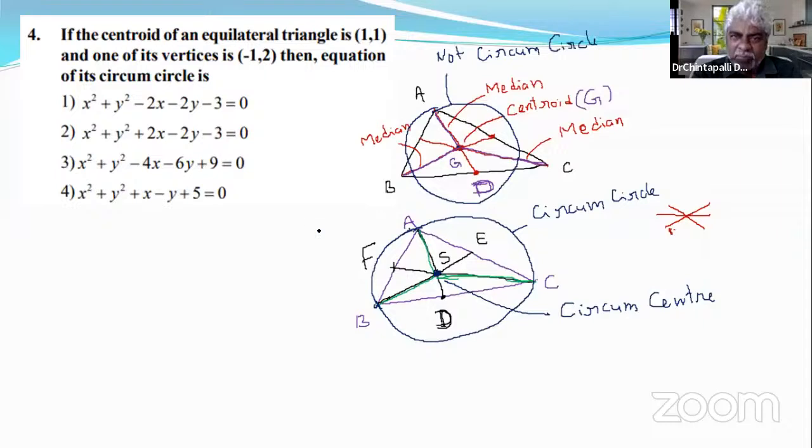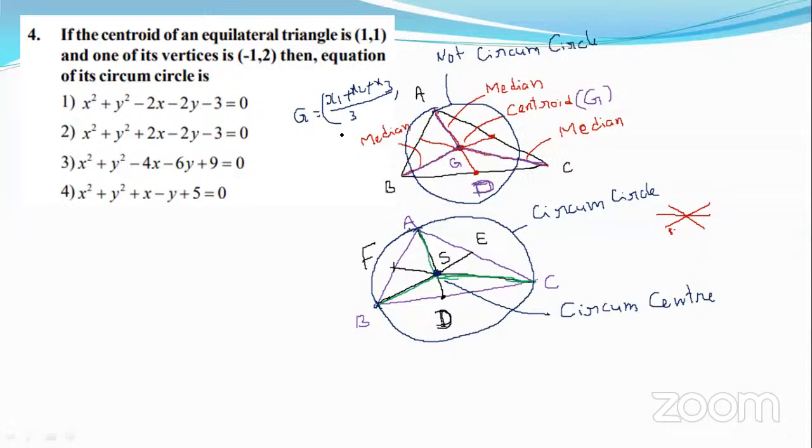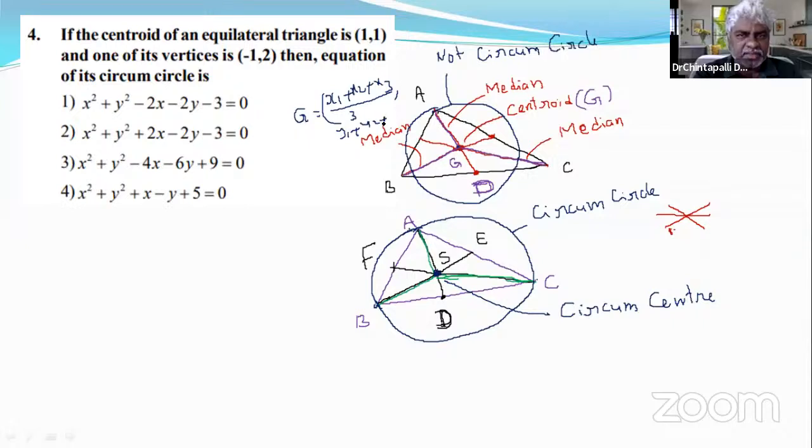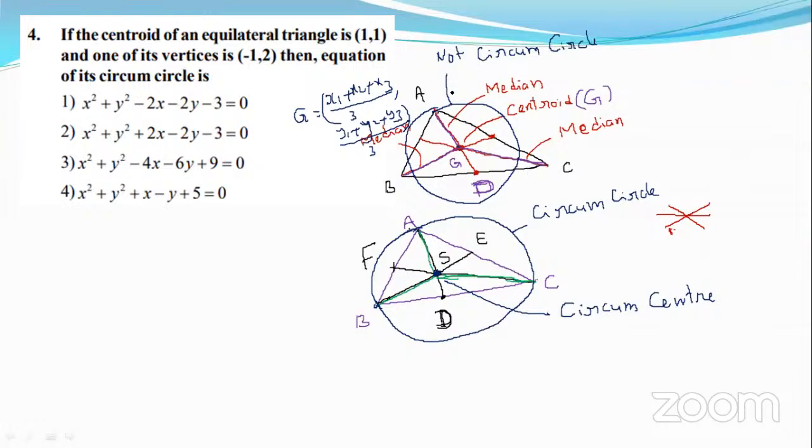But there is a formula to find G. Do you remember? G can be obtained by using this formula: (X1 plus X2 plus X3) by 3, and (Y1 plus Y2 plus Y3) by 3. This is the formula to find G, where X1, Y1, X2, Y2, X3, Y3 are the coordinates of the three vertices.